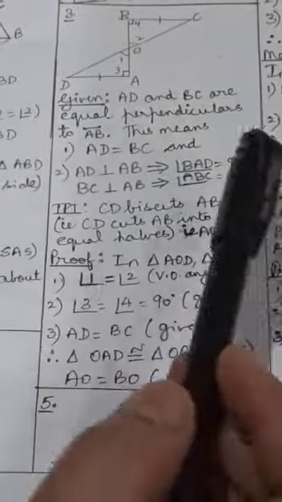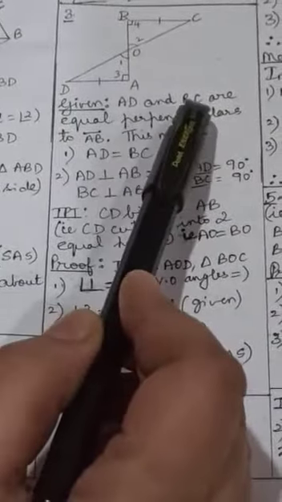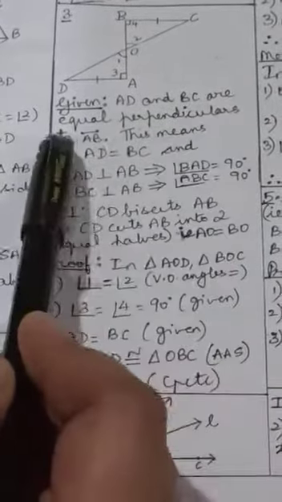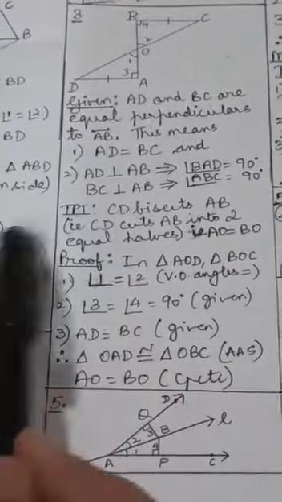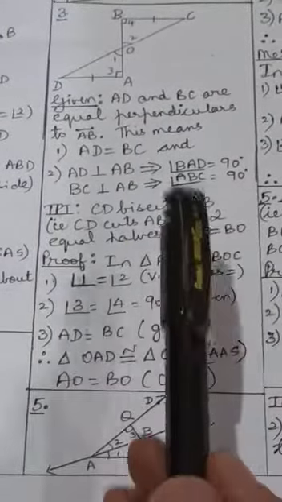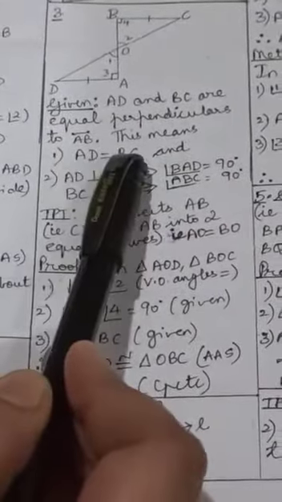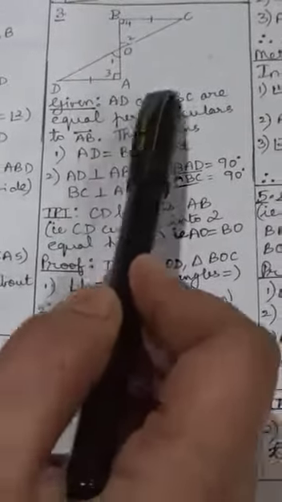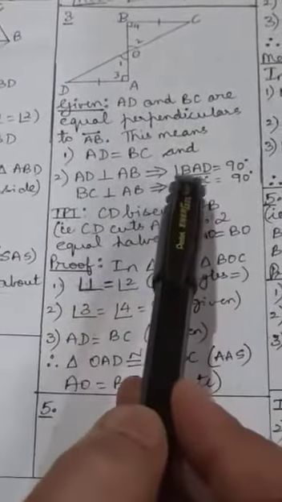So in this figure, we are given that AD and BC are equal perpendiculars to the line segment AB. Let's understand this information. AD and BC are equal. That's the first thing. So AD is equal to BC. AD and BC are equal perpendiculars to which line segment? To the line segment AB.